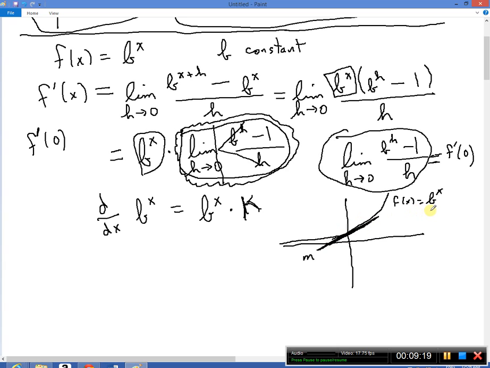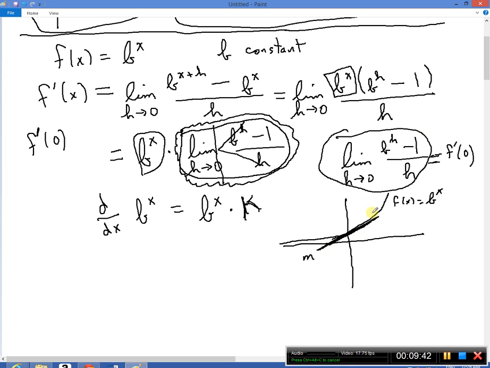Well, you're not going to get lucky enough that the derivative of all of these guys is the same answer. It is not. 2 to the x is going to have a smaller slope than 5 to the x. 5 to the x goes up faster. 10 to the x goes up even faster. So those m's will be bigger. So this number will depend on b.